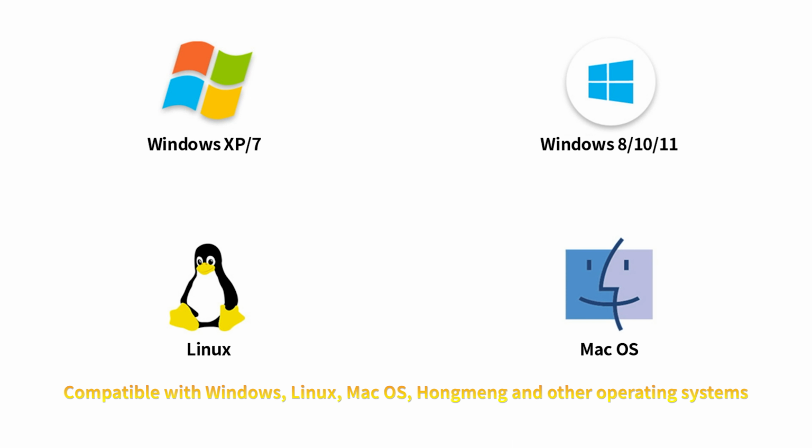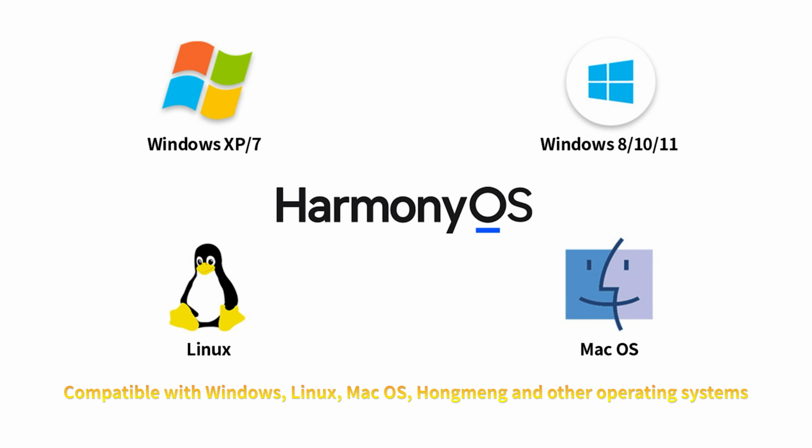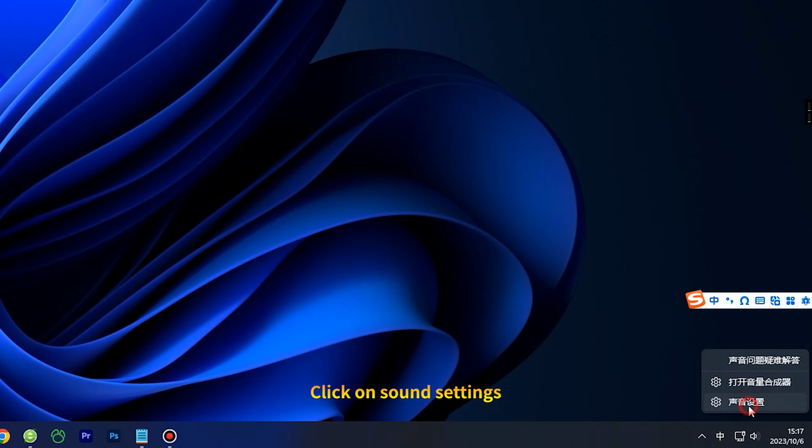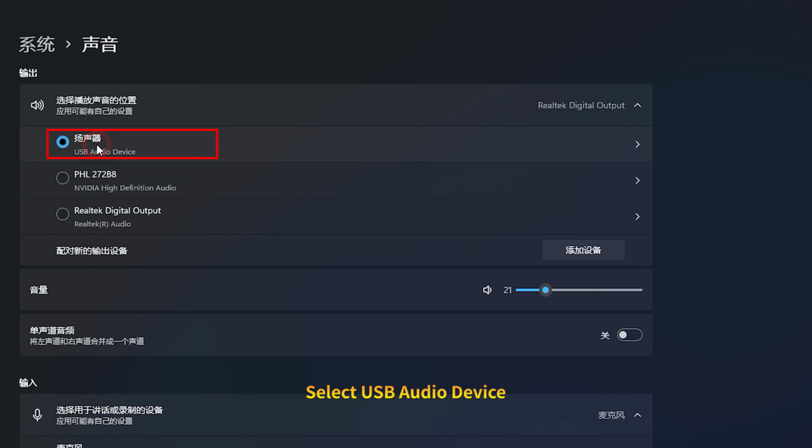Compatible with Windows, Linux, Mac OS, Hangman and other operating systems. Support USB sound card function. Can be connected to headphones and speakers. Click on sound settings. Select USB audio device. This way you can play the sound through SH04.